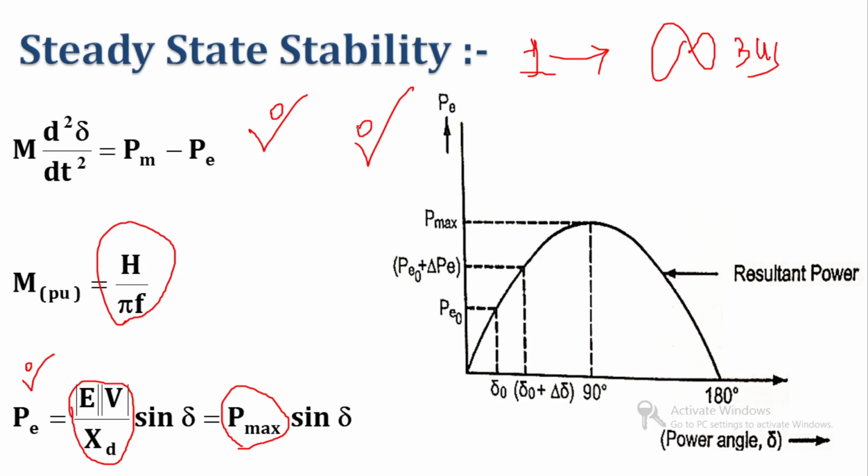So we can say that the system is operated at the steady state stability limit for power transfer, and the initial power transfer is given by Pe0. Clear?